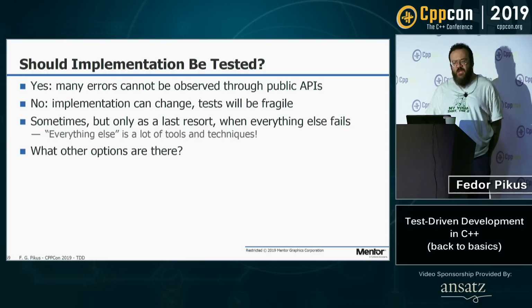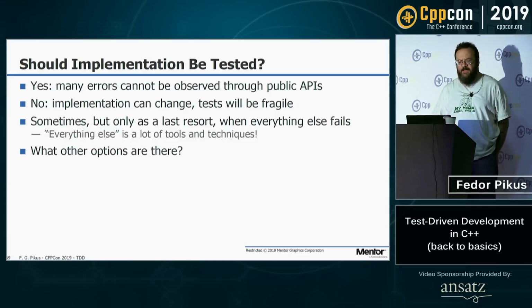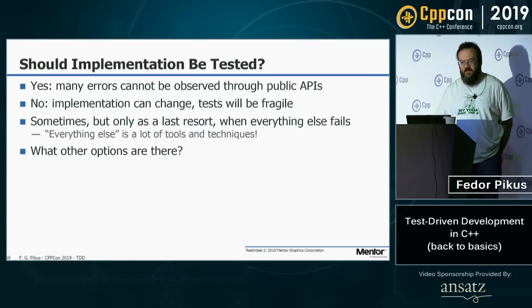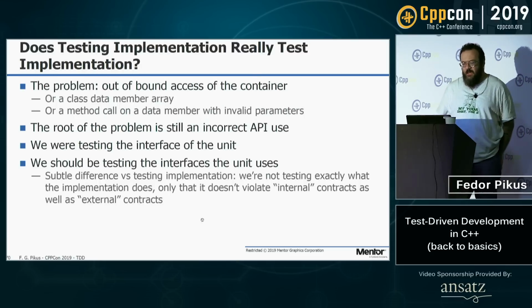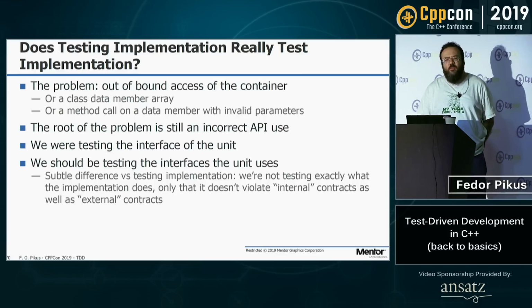So sometimes you have to test for implementation, but it's as a last resort when everything else fails. Everything else is a lot of things, which means we have other options. But what are the other options? So let's go back to the problem we just had.